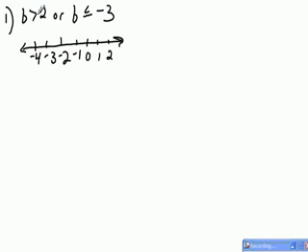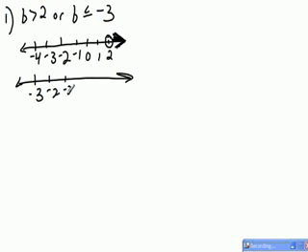Alright, so at negative 3, sorry, let's do this one first. B is greater than 2. So there's 2. And I need a circle, and it would go this way. Alright, and the other one, negative 3, negative 2, negative 1, 0, 1, 2. B is less than or equal to negative 3. So there's a dot at negative 3, and it goes to the left.